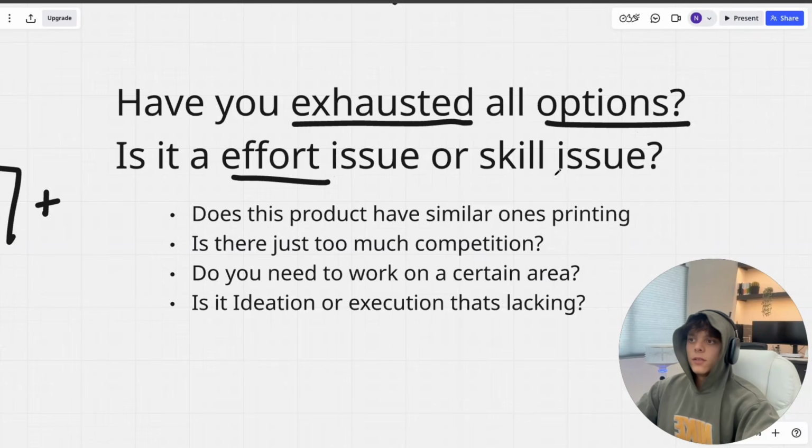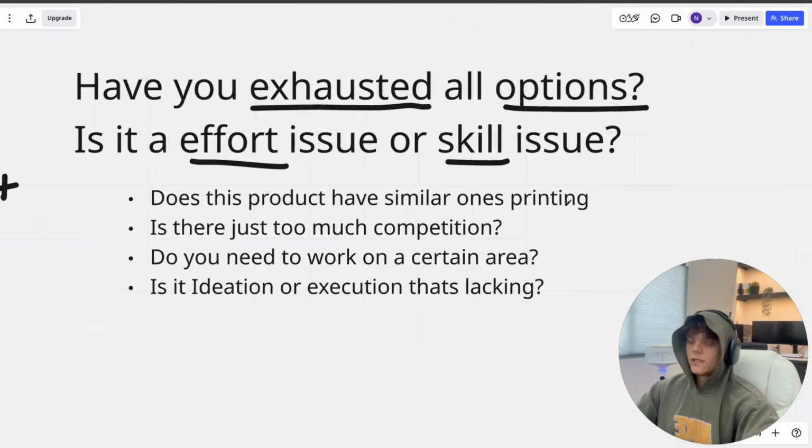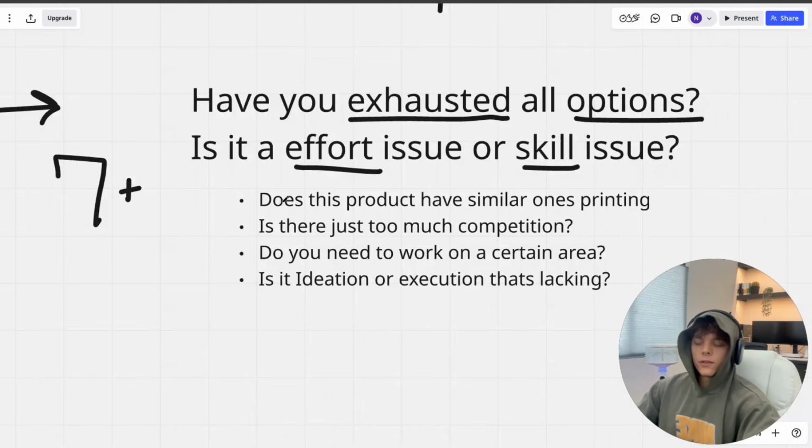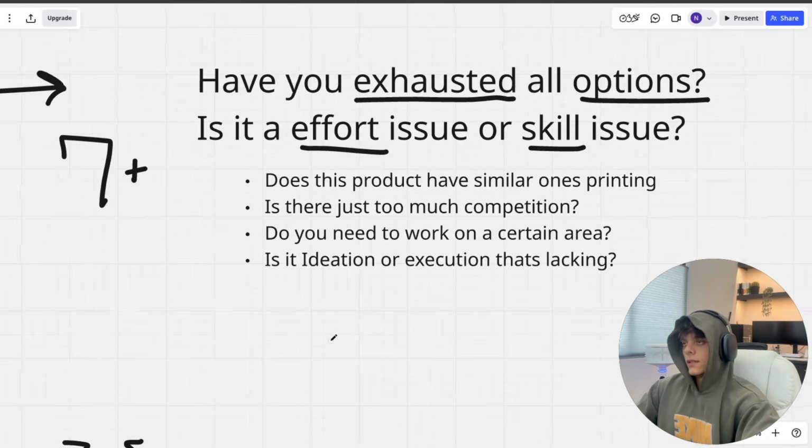Is it an effort issue or a skill issue? This is very, very important because let's go through a couple of scenarios. Let's say it's a 7+ out of 10. It's showing some buying intent, and you're putting in a lot of effort and nothing's really sticking.